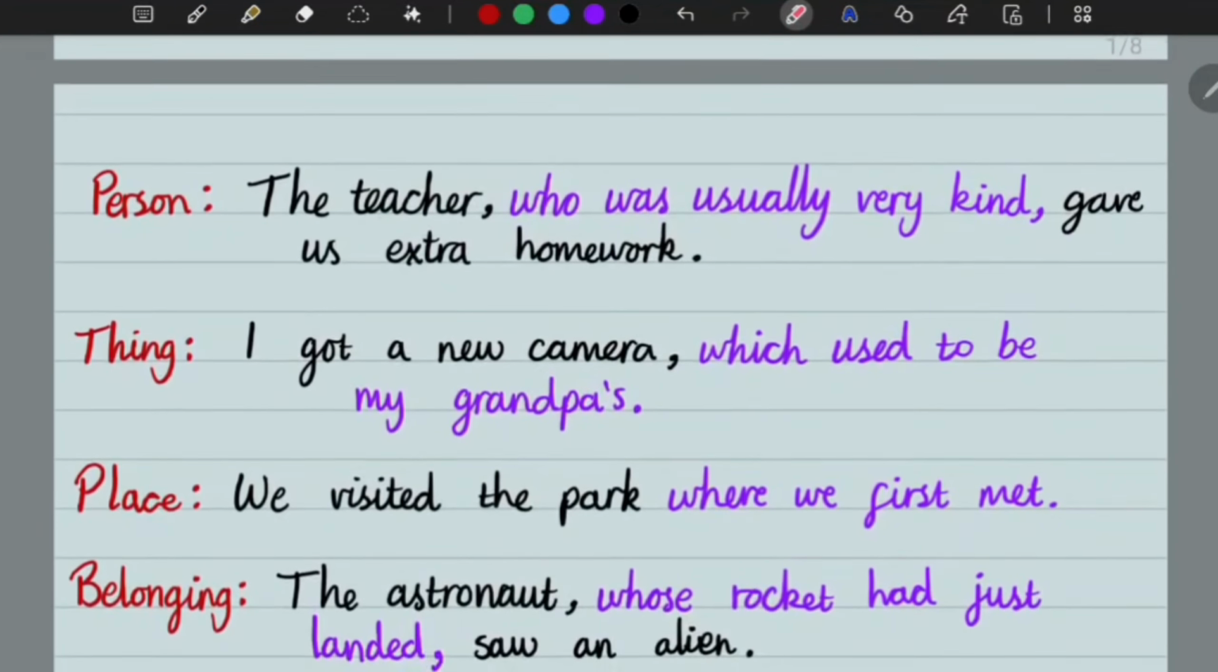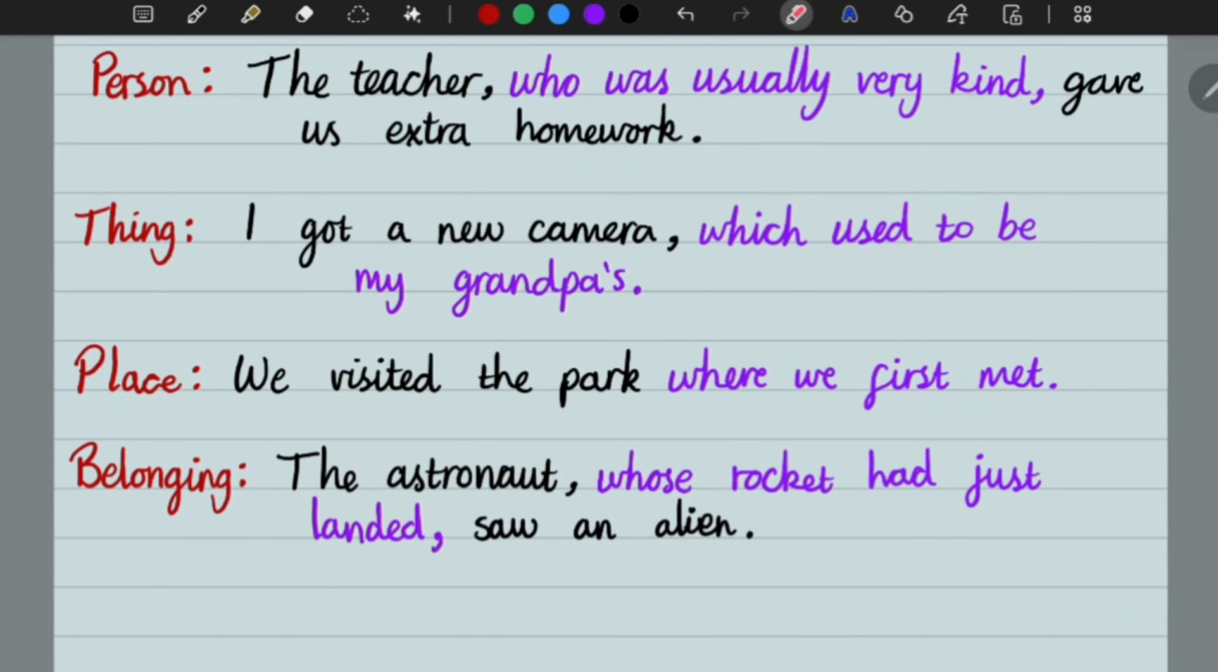Okay, so looking down here at these examples, first I'm talking about the person. So the teacher, my noun is the teacher. So I'm talking about a person. The teacher, who was usually very kind, gave us extra homework. If it helps you, when you put it in the middle and you need to split it with commas, try and read it in a different voice. It might help you hear where the commas need to go. For example, the teacher, who was usually very kind, gave us extra homework.